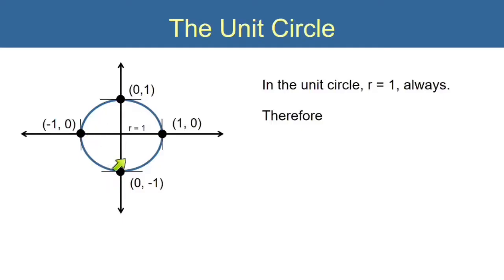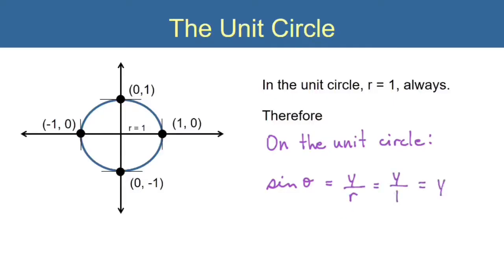And since r is known to be 1, that simplifies our definitions. So on the unit circle, the sine of theta, which we know is y over r, becomes y over 1, which simplifies to y. And the cosine of theta is x over r. On the unit circle, that's x over 1, which simplifies to x. So this is why we like the unit circle, because it frees us from having to think about r. Sine of theta is just y, and cosine of theta is just x, as long as your points are taken from points on the unit circle.